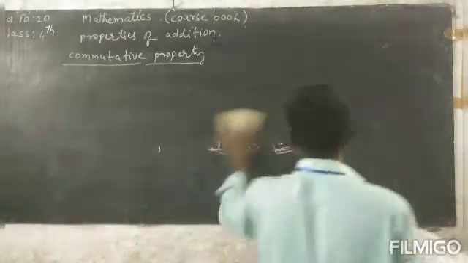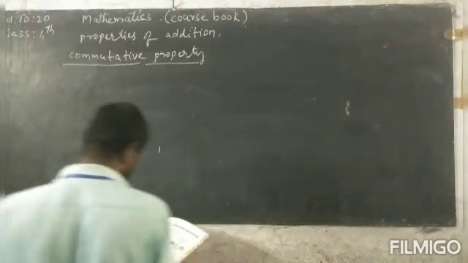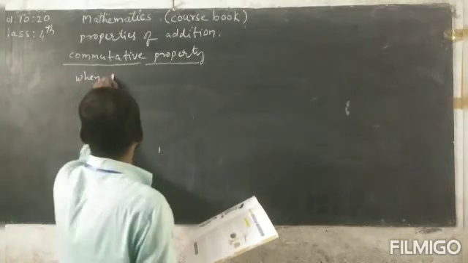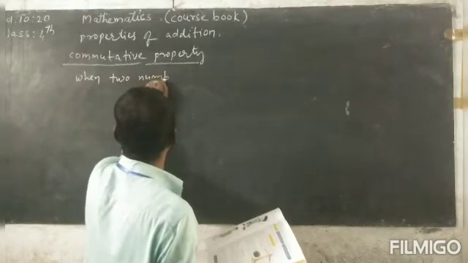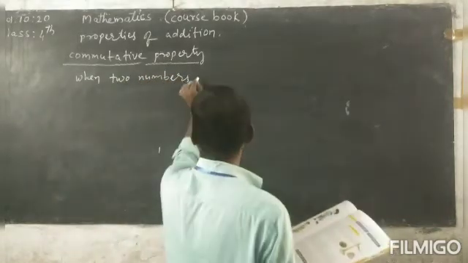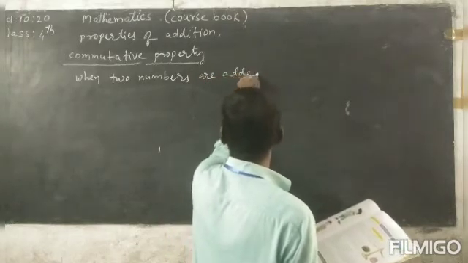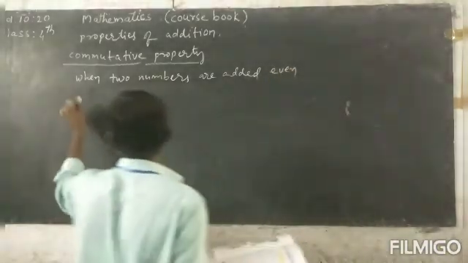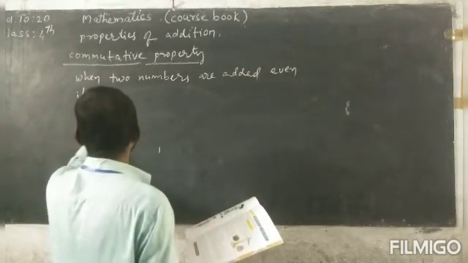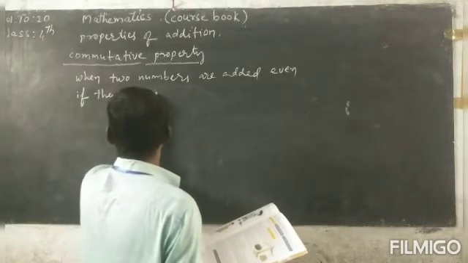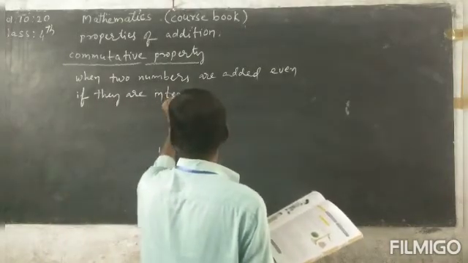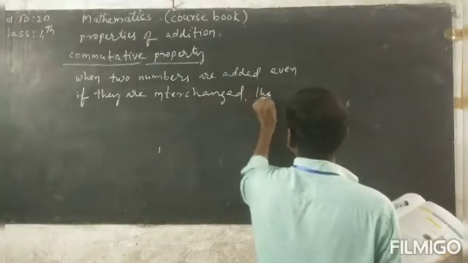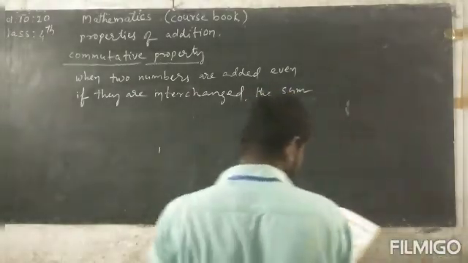This is called as commutative property. See here. When two numbers are added, even if they are interchanged, the sum remains the same.